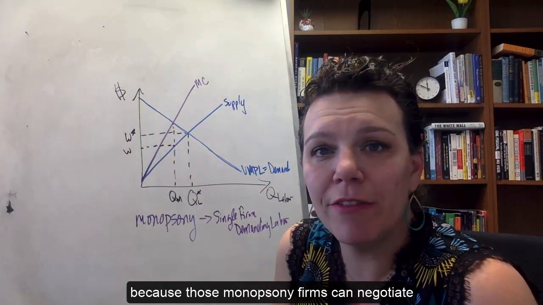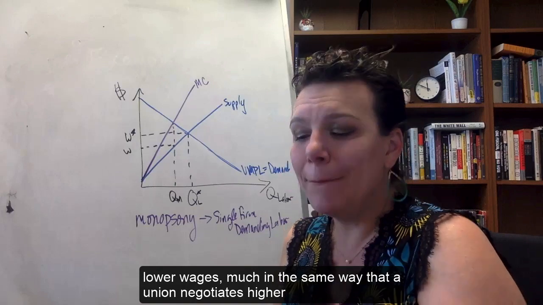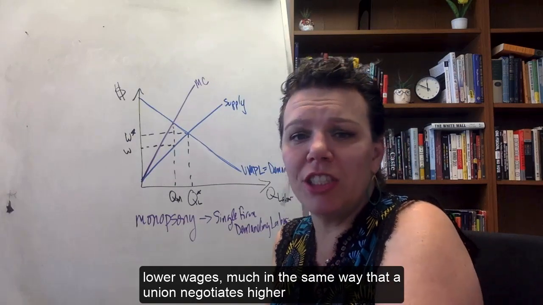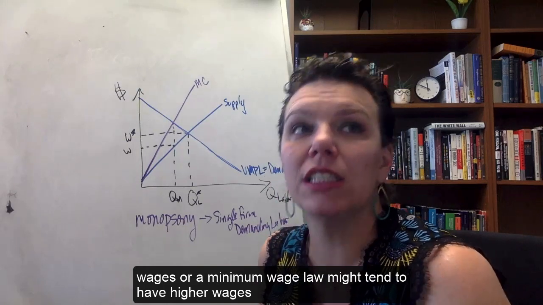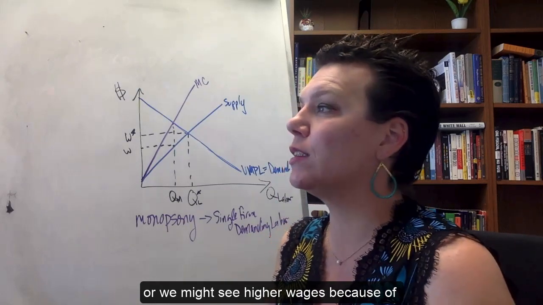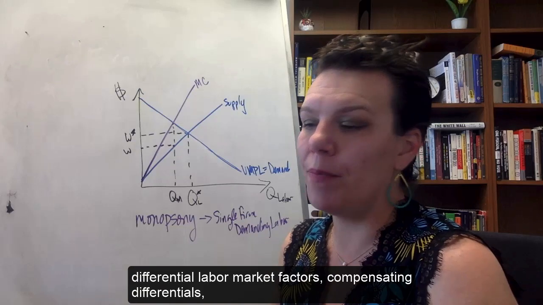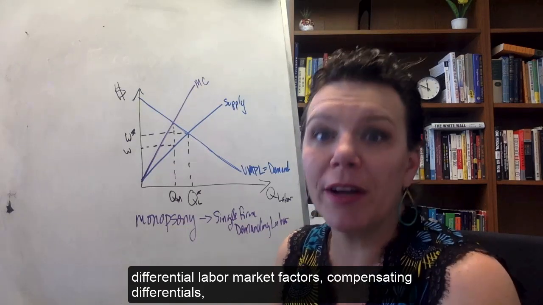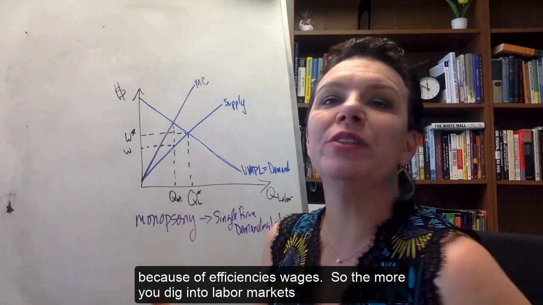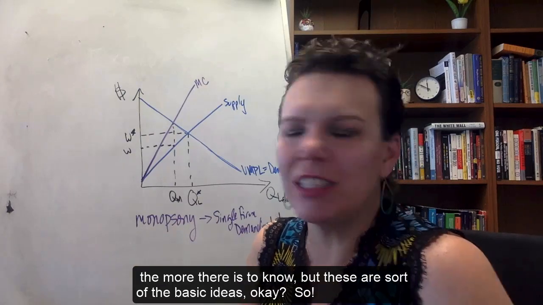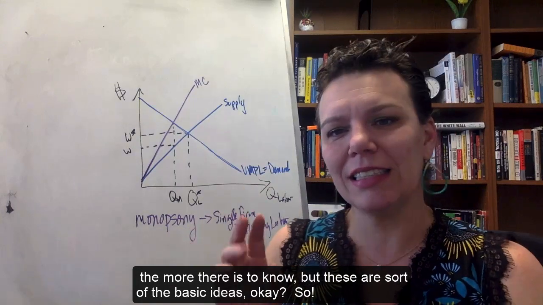because those monopsony firms can negotiate lower wages, much in the same way that a union negotiates higher wages, or a minimum wage law might tend to have higher wages, or we might see higher wages because of differential labor market factors, and because of efficiency wages. And so the more you dig into labor markets, the more there is to know, but these are the basic ideas, okay?